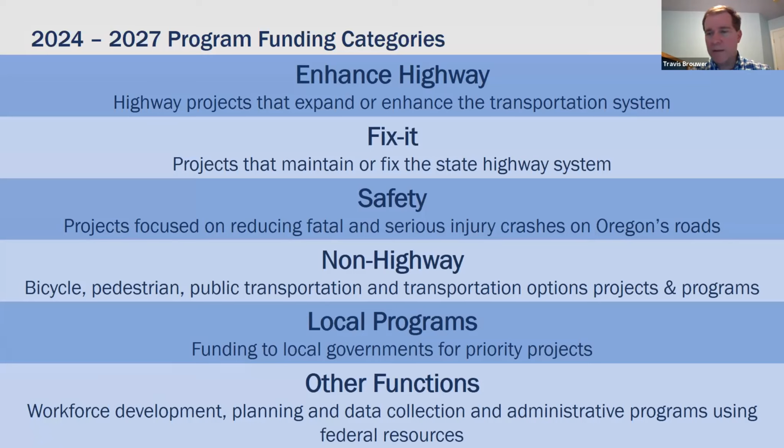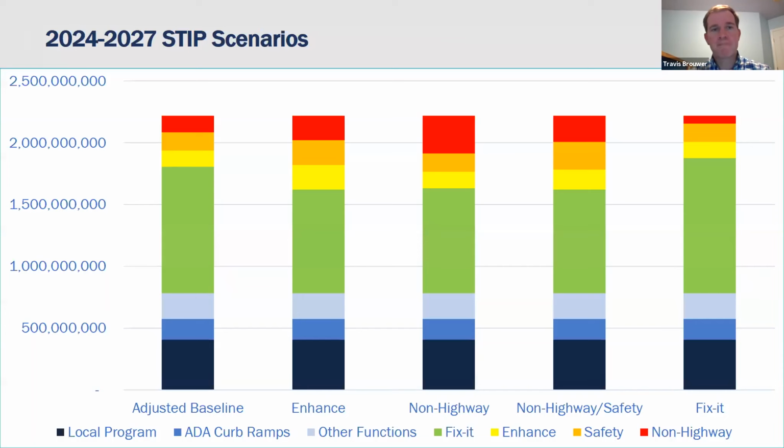Local programs provide funding to local agencies, and then other functions is sort of a catch-all, but it's primarily our planning and data collection, which is required by the federal government. So we have started with these scenarios and presented to the Oregon Transportation Commission last month to get their feedback on direction. What we've done with these scenarios is each of them provides the same level of funding for the local programs, for ADA curb ramps to meet our commitments to retrofit all of our curb ramps to be compliant, and for the other functions.